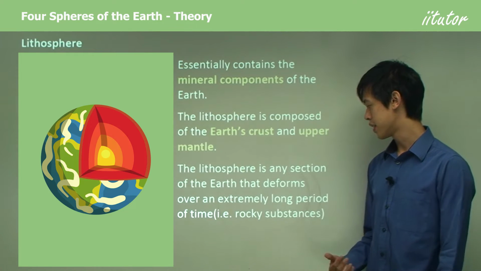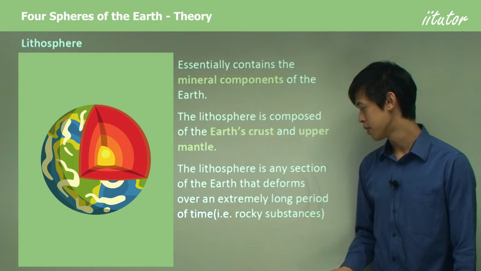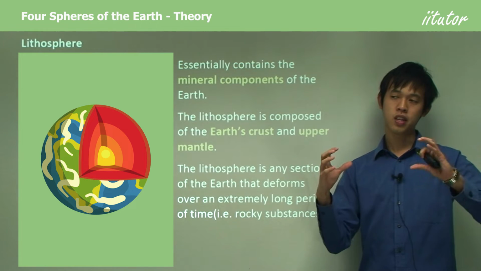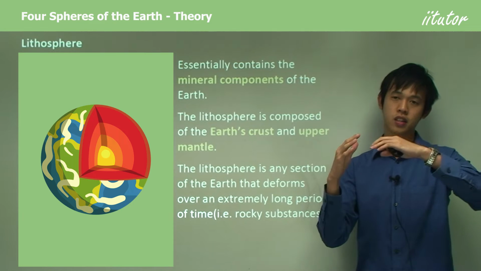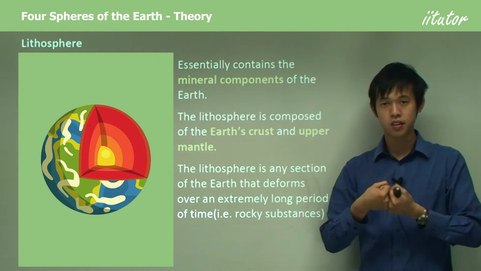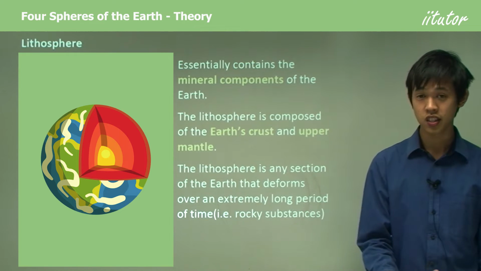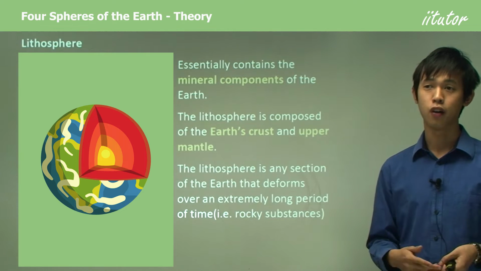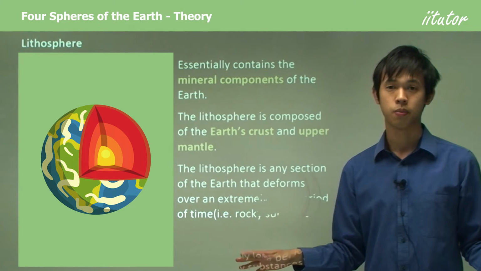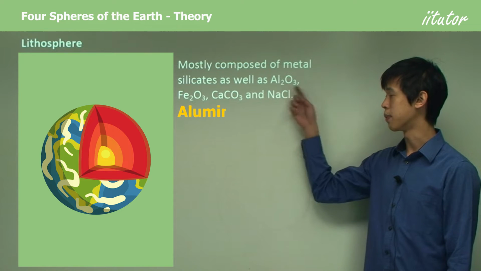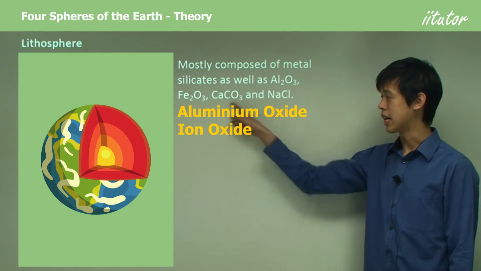So the lithosphere is any section of the Earth that deforms over an extremely long time period. So another way of looking at it is, imagine that you have rock, and the rock on the Earth is moving, but very, very slowly. And when it collides with other rocks, it deforms. We can consider any of the lithosphere to be any part of the Earth that deforms over immensely long periods of time.